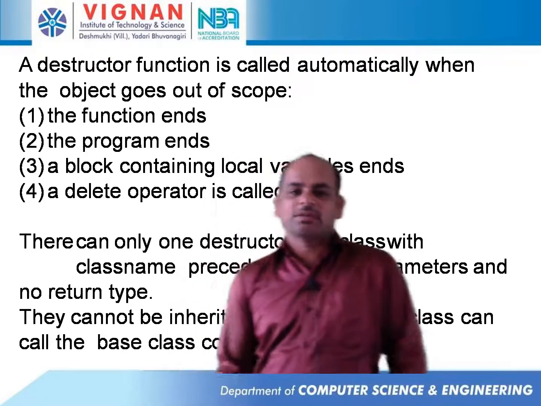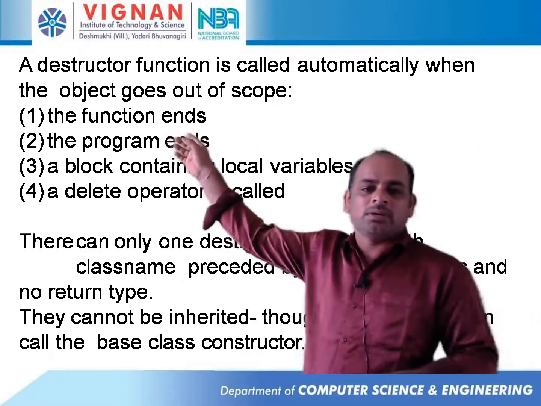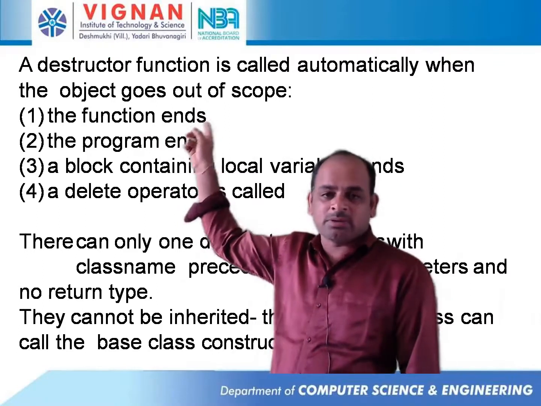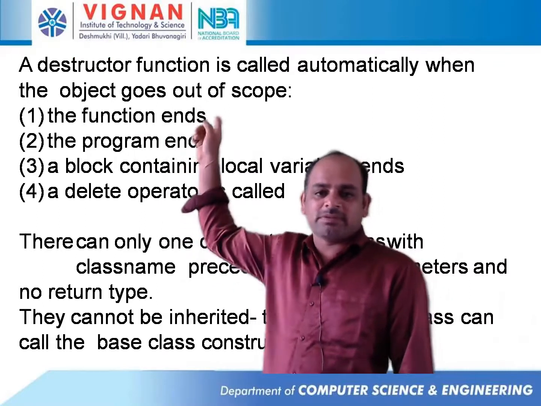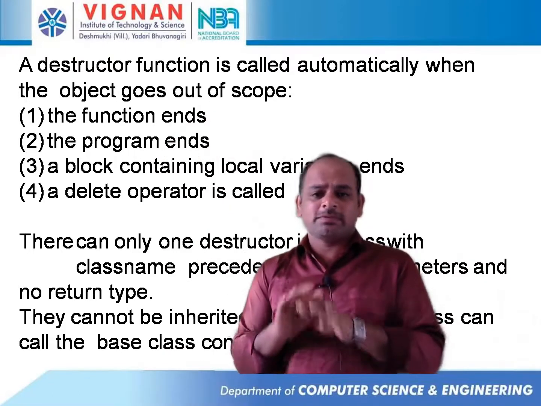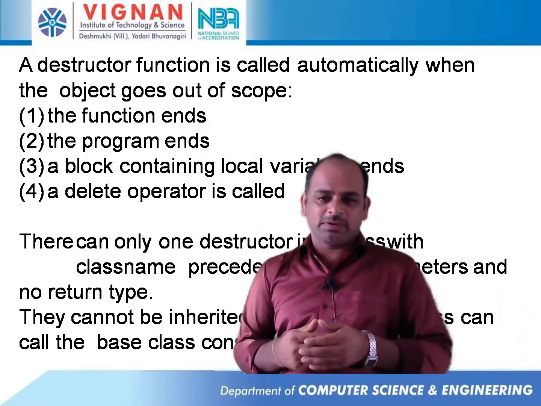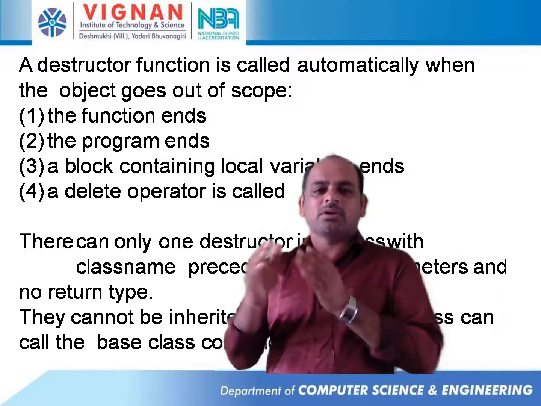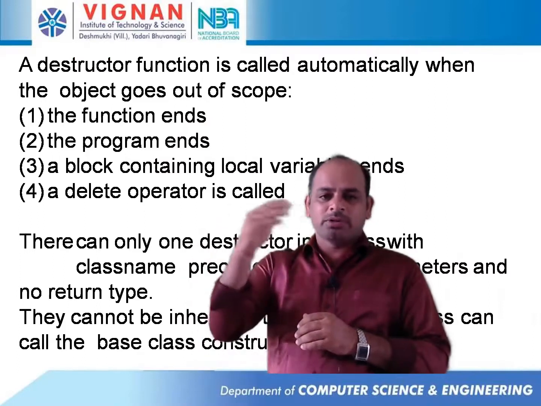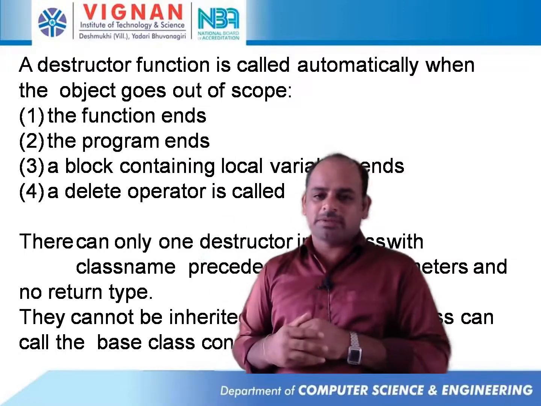So you can see the destructor function is called automatically when a function ends. Automatically the destructor will be called. When the program ends, the destructor will be called. Function end means when the execution of a function is completed, there is no use for the memory allocated by that function during its execution. So the destructor will be called automatically, and whatever resources were allocated during the execution of that function are released here.